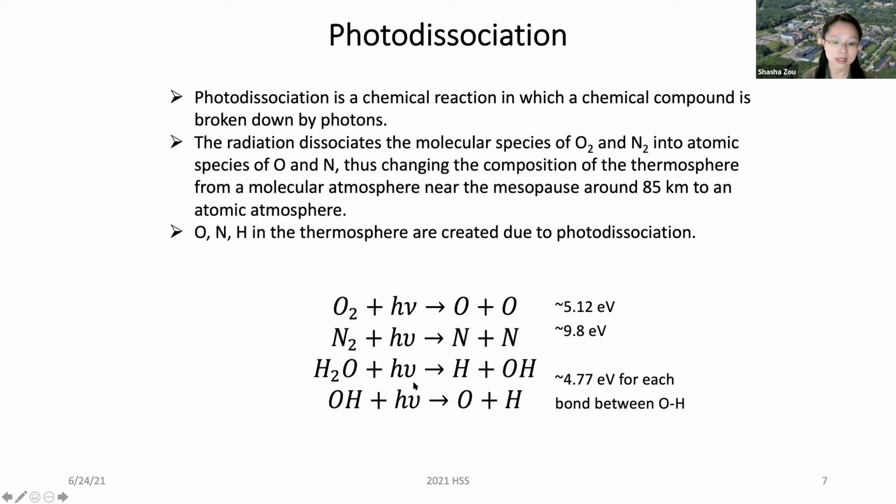So those ones are the most important photodissociation equations that are happening in the thermosphere and produce those important atomic species that we saw in the thermosphere, but they do not exist at a lower altitude.